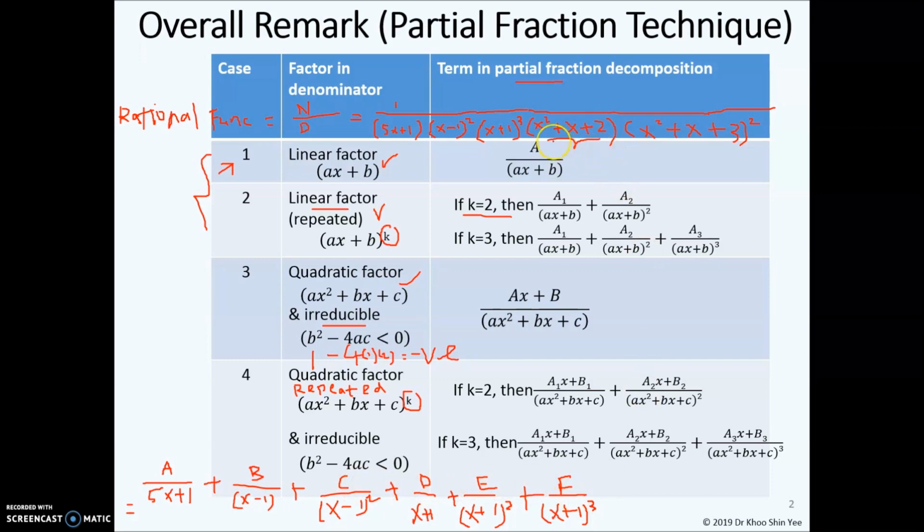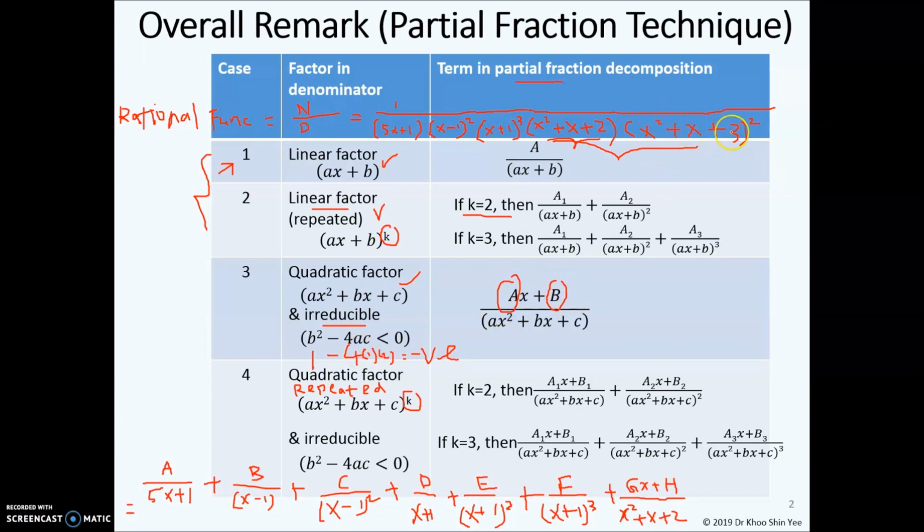Next, we move to the quadratic case, which has two cases: one is non-repeated, another one is repeated. For the non-repeated one, you can write x squared plus x plus 2 here. At the top, you can see that it is a linear factor, so you have Gx plus H. The unknowns are G and H that you are going to solve, these two unknowns.